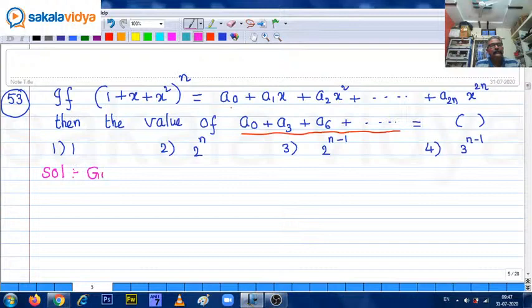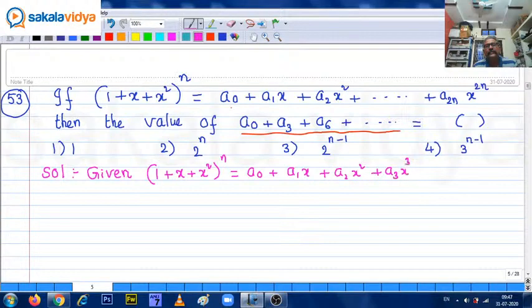So given (1 + x²)^n equals a0 + a1x + a2x² + a3x³ + a4x⁴, am I correct? Plus a5x⁵ plus a6x⁶ plus and so on up to a_2n x^2n. You can write this as equation 1.